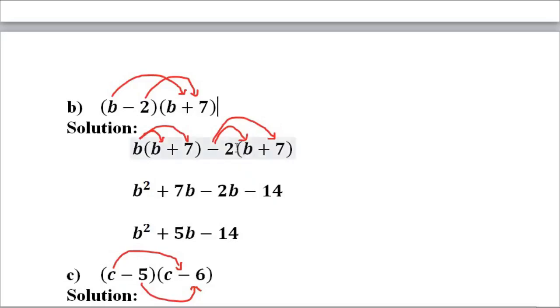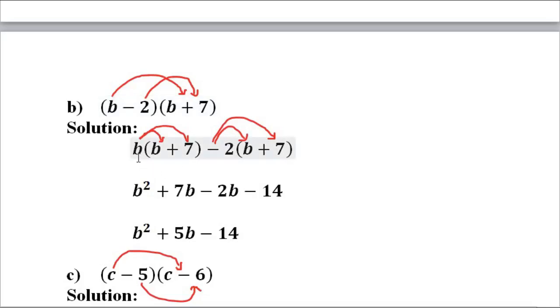Moving on to number 2, we have in parentheses positive b, negative 2, and then in parentheses positive b, positive 7. Let's distribute the positive b to the positive b plus 7 and the negative 2 to the positive b plus 7. We have positive b times positive b plus 7, and negative 2 times positive b plus 7.